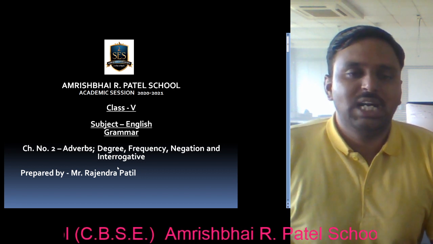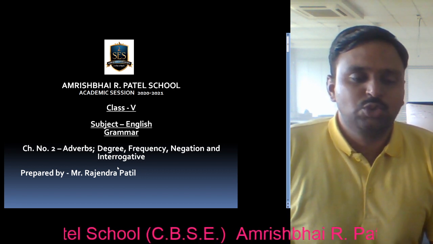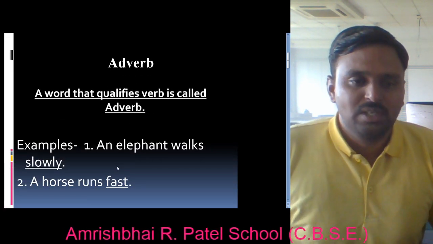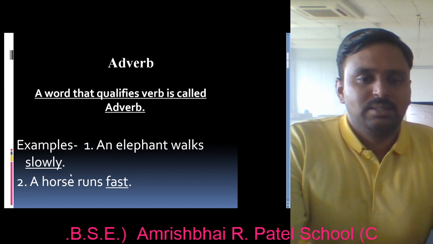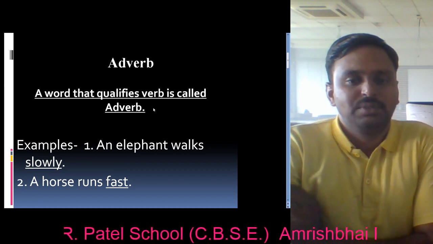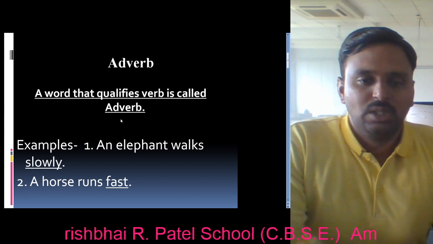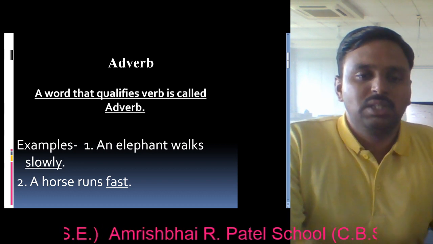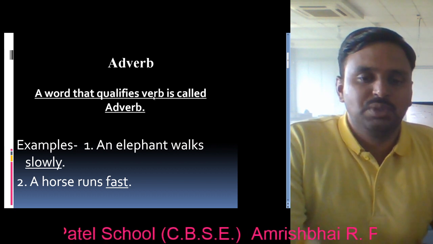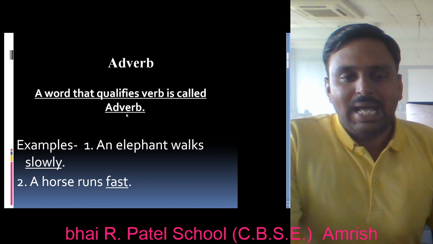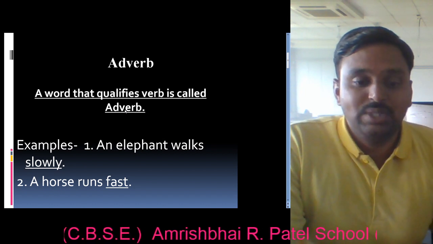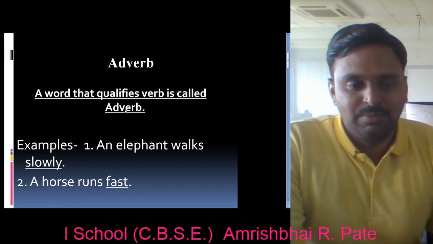So before going to start with the chapter, let's go for the point exactly what an adverb is. Let's see the definition of adverb. A word that qualifies a verb is called an adverb. So an adverb is actually a word that is qualifying a verb. You know it very well what a verb is. A verb is an action word, it shows the action. But an adverb tells you how the particular action has happened. How the action has happened, that is explained by the adverb.